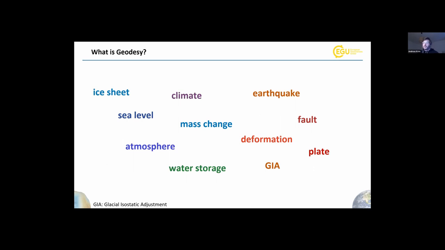And with a few geodetic techniques, we have observation time series that reach now 20, 30 years. So now we can also start looking into effects of climate change that we can see in our measurements.